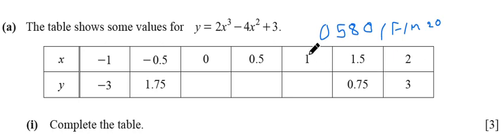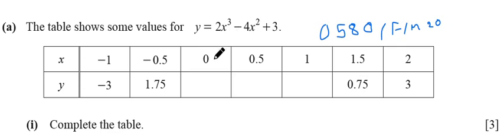This is a question from 0580 Feb/March 2020. The table shows some values for y = 2x³ − 4x² + 3, and the values for x are given over here. We have to find out what y will be, so we are going to use the calculator, as it is a calculator paper. y = 2x³ − 4x² + 3.